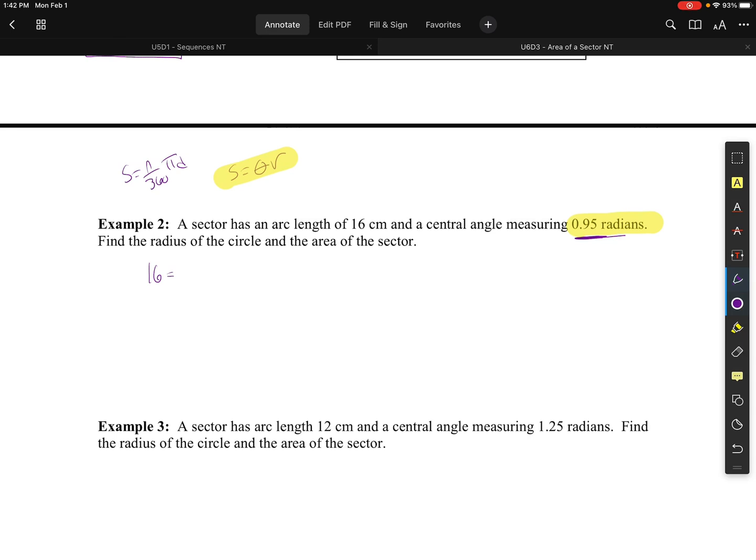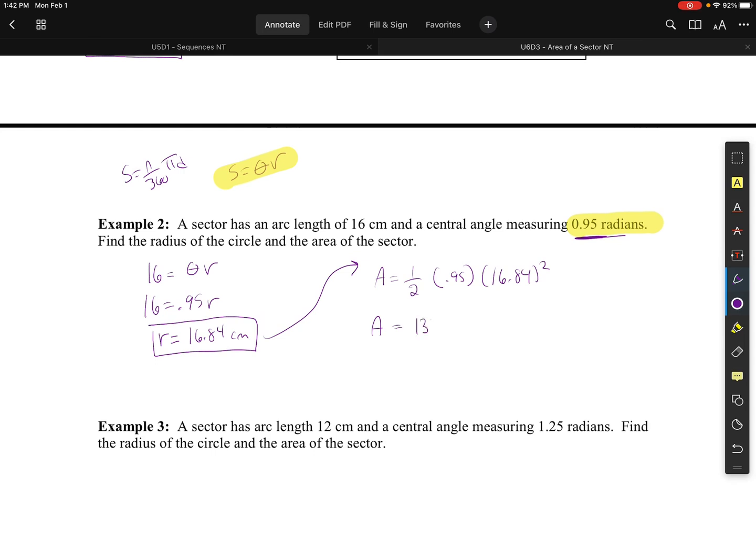Alright, so S, 16, equals theta r. So 16 equals 0.95 r. Divide by 0.95, r equals 16.84 centimeters. Now I'm good to use my area formula: 1/2 theta, which is 0.95, times 16.84 squared. Area equals 134.7 centimeters squared.